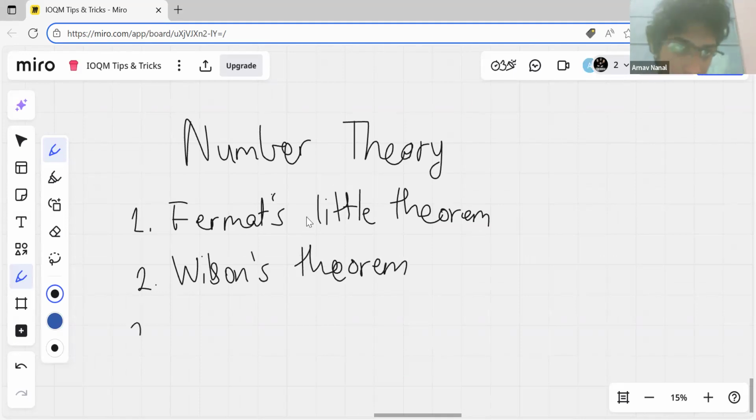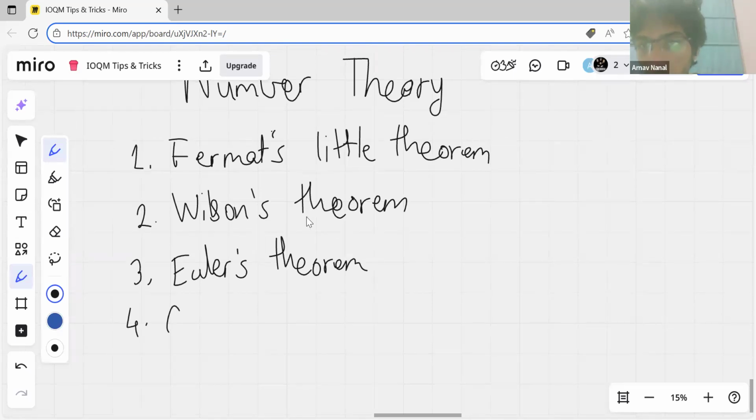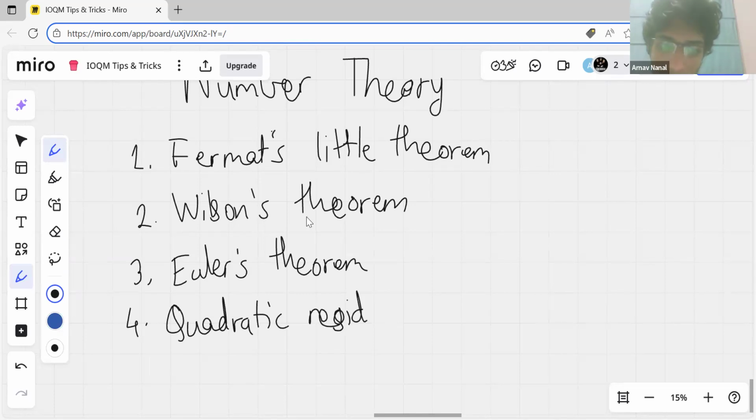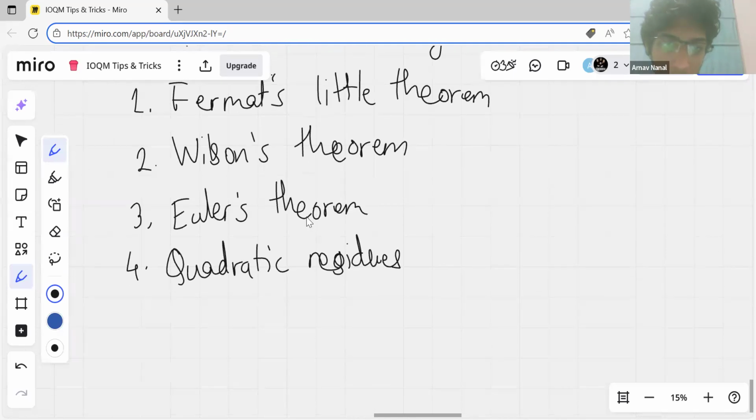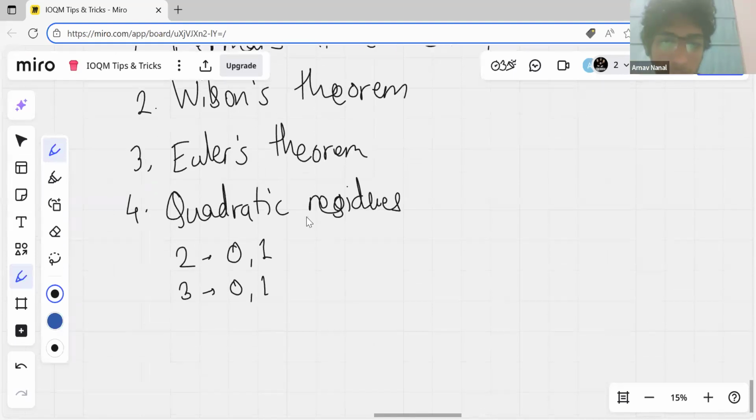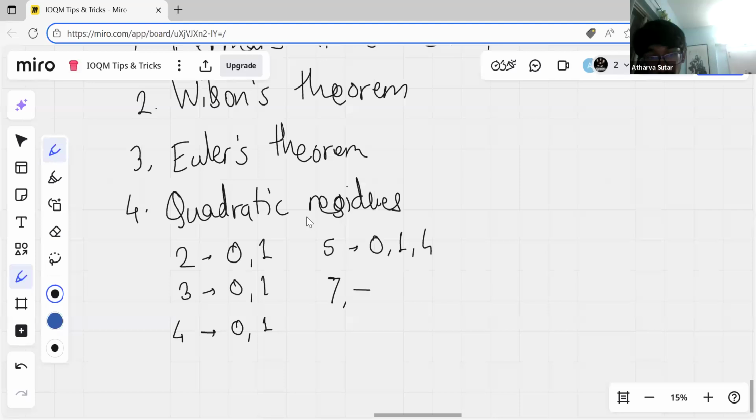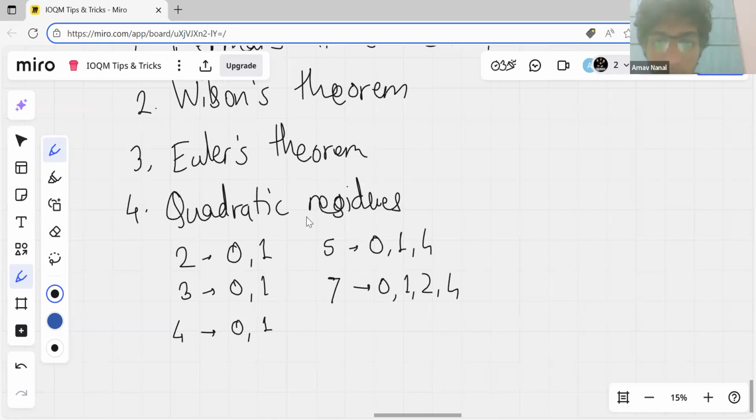You need to know quadratic residues of some basic moduli. Quadratic residues with respect to 2 are basically 0 and 1. 3 is again 0 and 1. 4 is also 0 and 1. 7 is 0, 1, 2, 4. 5 is 0, 1, 4. 8 is 0, 1, and 4.